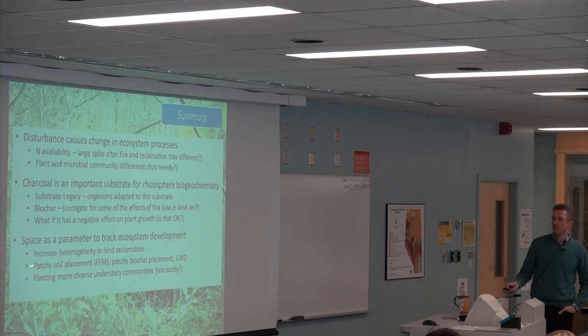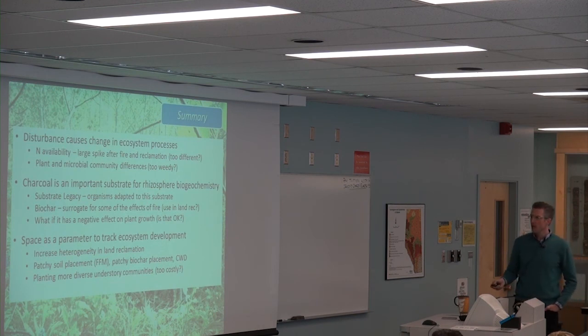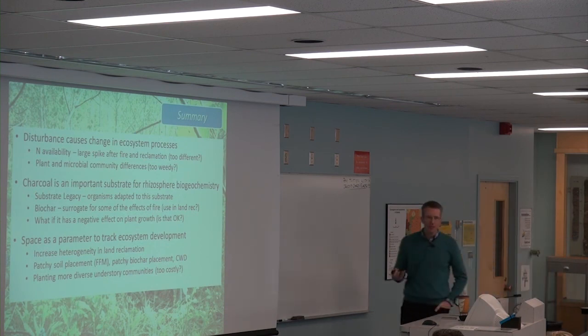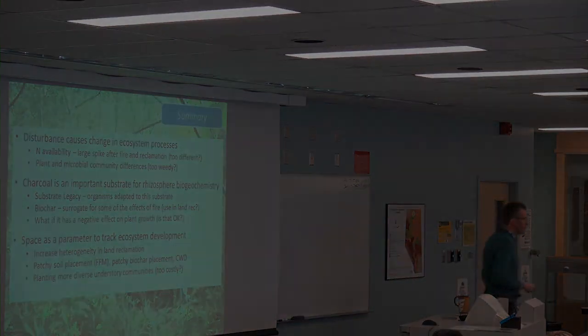Some ways of doing that might be using patchy soil placement, like forest floor mineral material in patches, because we don't have enough of it to use continuously, so why not be more discriminatory with it? Patchy biochar placement would be another one. Coarse woody debris, that's already being researched by people like Ann Nathan in the department. And then maybe planting more diverse understory communities as well. But that might be too costly, but maybe we need to go there. Maybe we need to investigate that some more.